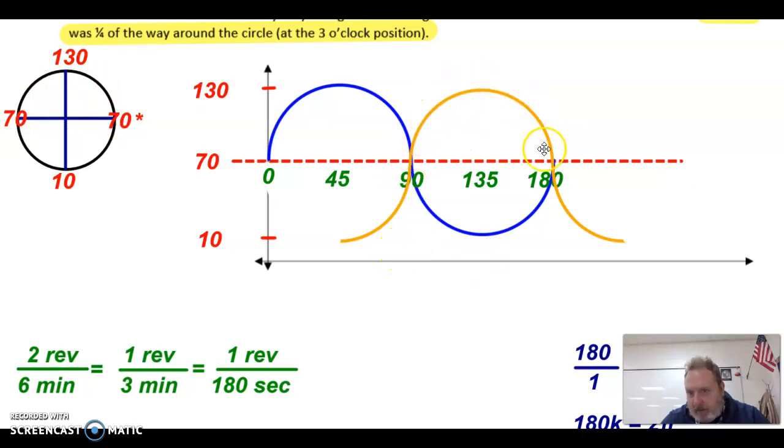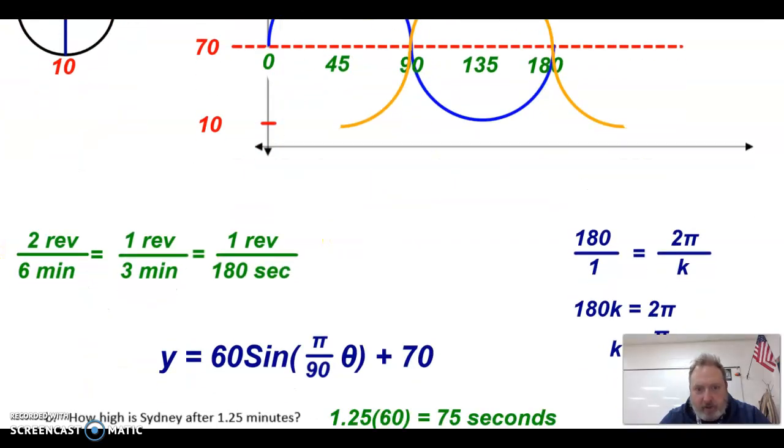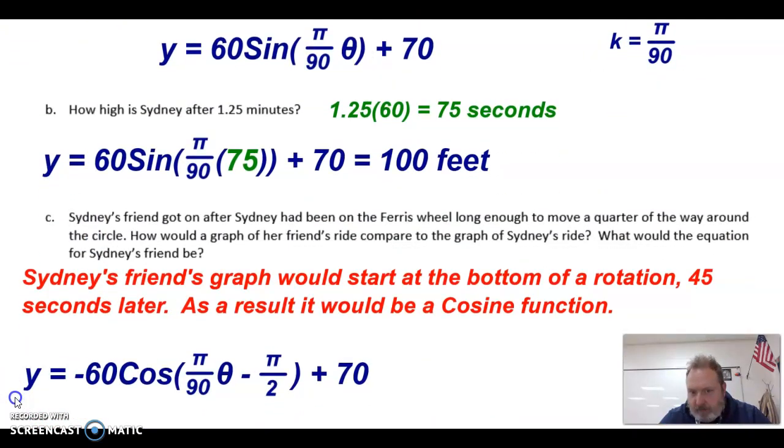Sydney's at the bottom, and then they pass again, where they're side to side here at the same height. So that's what's going on. Again, you didn't have to draw her friend's graph, but just so you can see that it starts at the bottom of the wave. That's why it's negative cosine down here. And so there's her equation with that 45-second delay, which ends up being pi over 2.